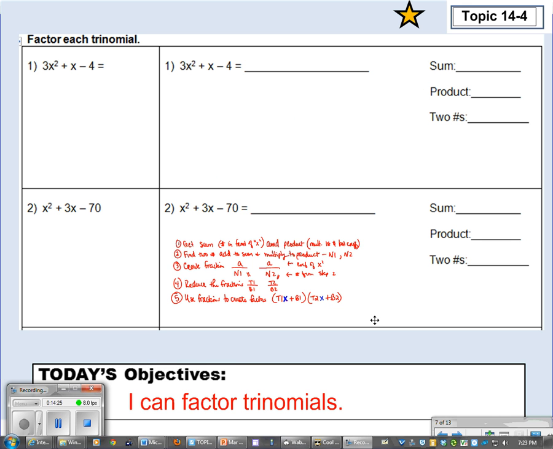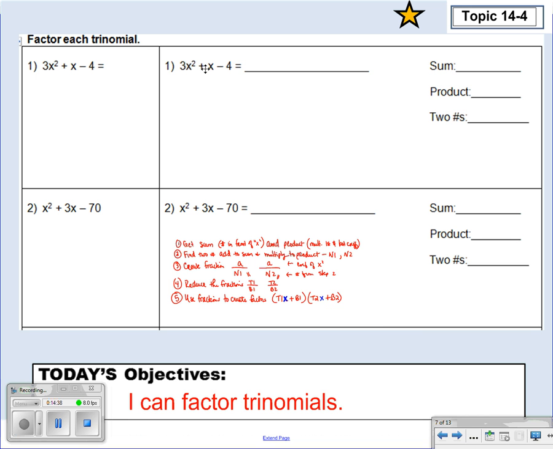Okay, so I put my summary on this so I can make sure I can follow through. First thing I want us to do is find the sum and the product. So let's look. In our first one, our sum is the number in front of the x. There's not a number shown. There's an understood 1, so my sum is 1. Our product is going to be 3 times a negative 4. 3 times a negative 4 is negative 12. I'm looking for two numbers that will multiply to give me negative 12, but will add to give me a positive 1.